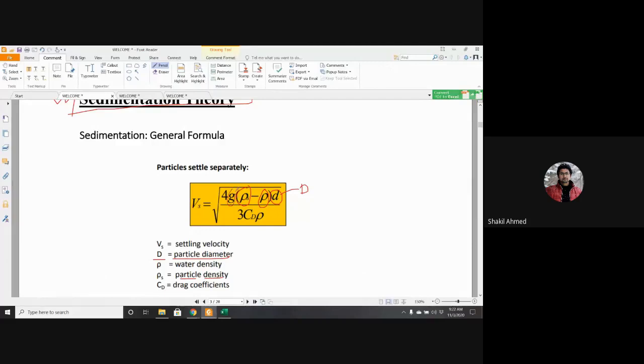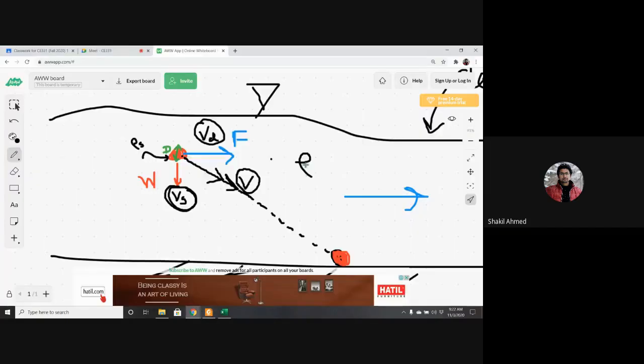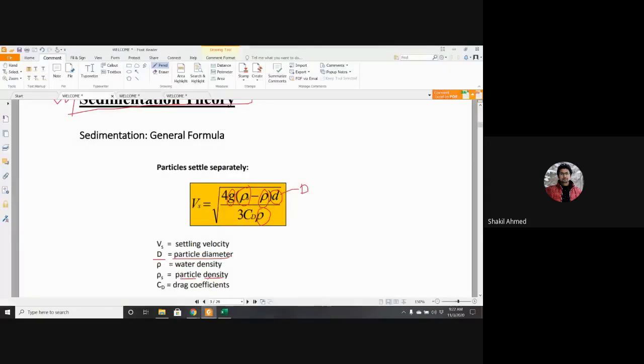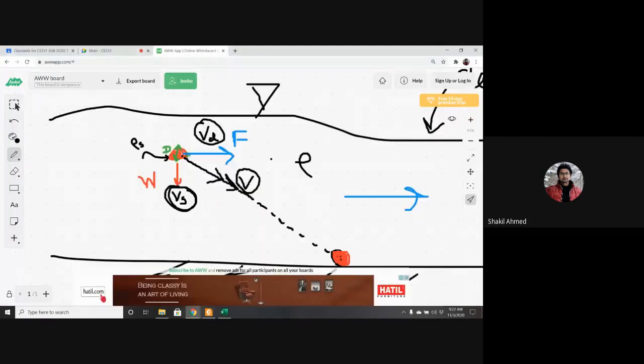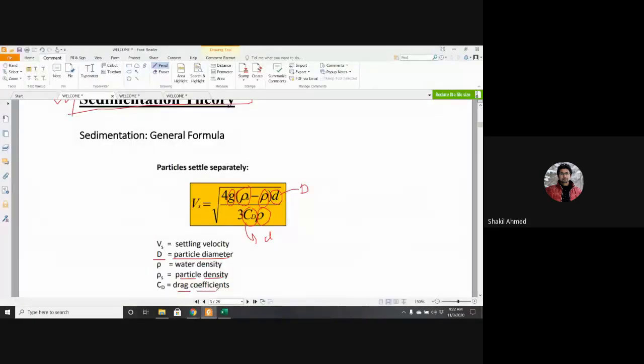g is the acceleration due to gravity. Rho, I already told you, is the water density. Here in this case, this is the water, right? So this is water density. What else? CD. CD is a coefficient. We call it the drag coefficient. That means how strongly the particle is being dragged.